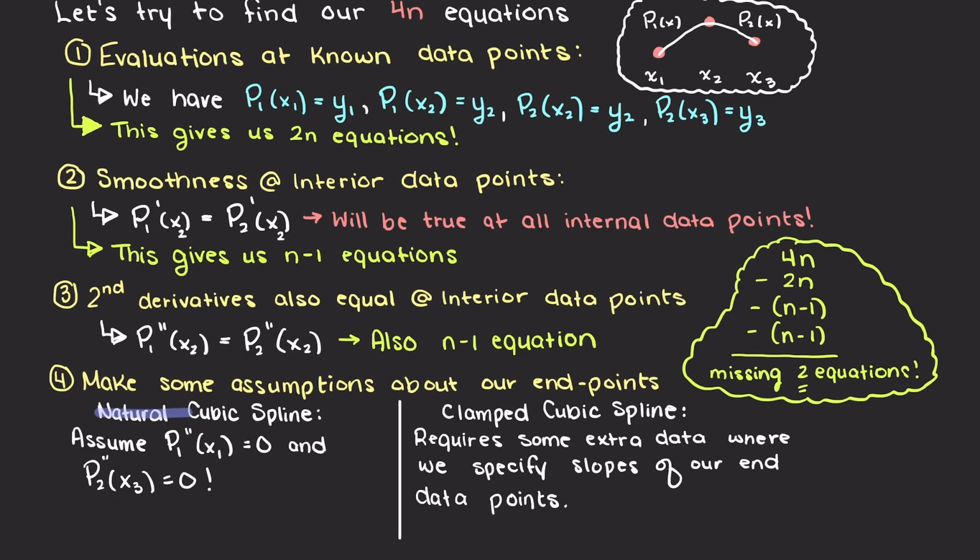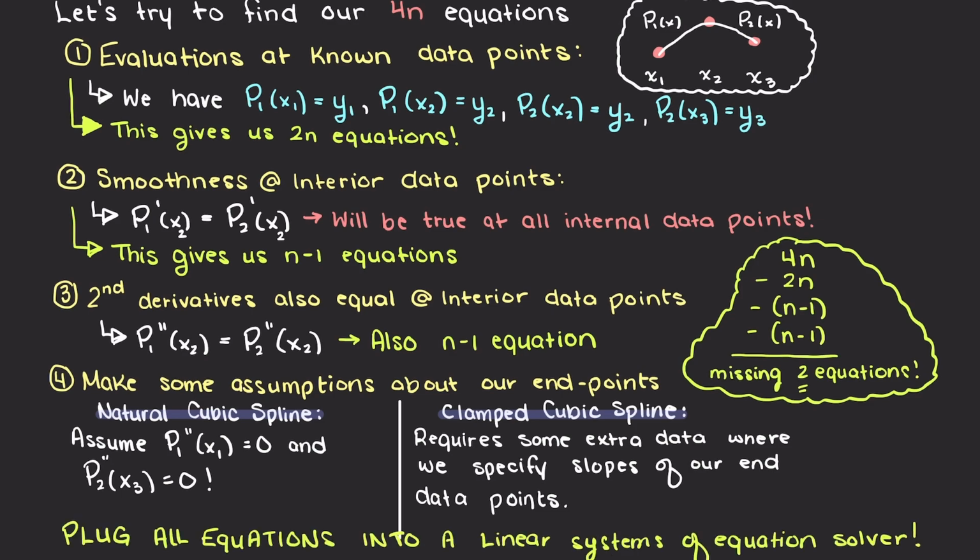It is worth noting that these are not the only two ways we can find our missing equations. They are just the most common. Other variations do exist, but they'll find two equations through playing with various boundary conditions and constraints. Lastly, all you need to do is solve your system of linear equations, which we have talked about plenty in the past.